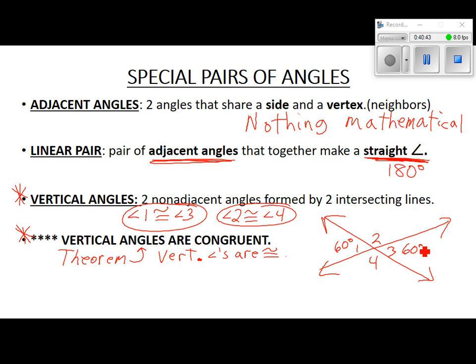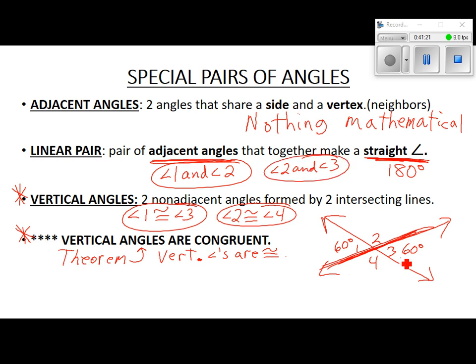Let's go back up here to a linear pair. Linear pair: two adjacent angles that together form a straight angle or a line. You see any linear pairs in that picture? Give me an angle in that picture. Angle 1 and angle 2. Are they a linear pair? They form a line together? Yeah. Give me another linear pair. Angle 2 and angle 3 form a linear pair. Angle 3 and angle 4 form a linear pair. Angle 1 and angle 4 form a linear pair.